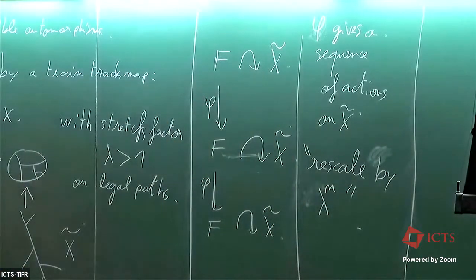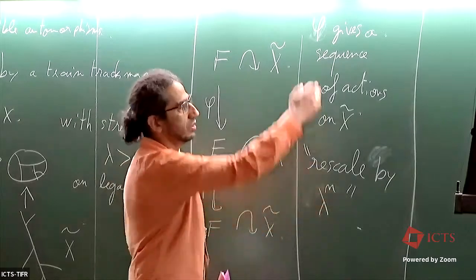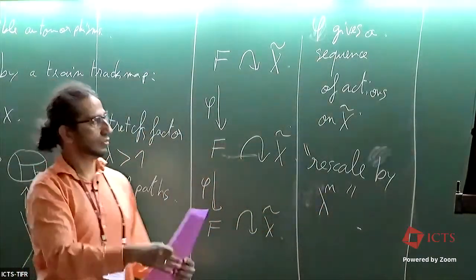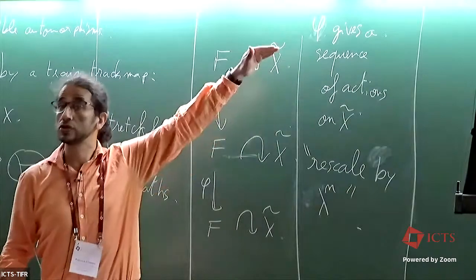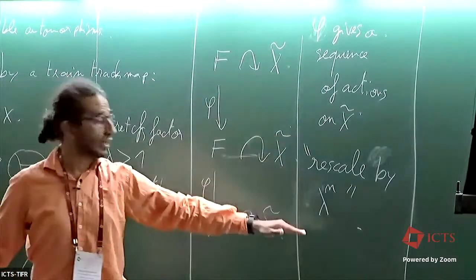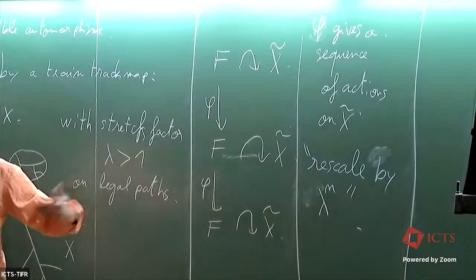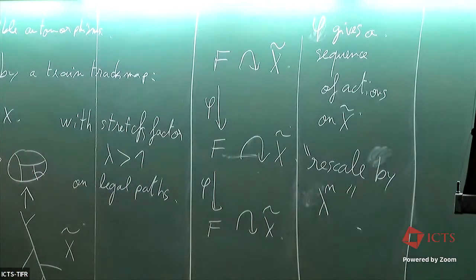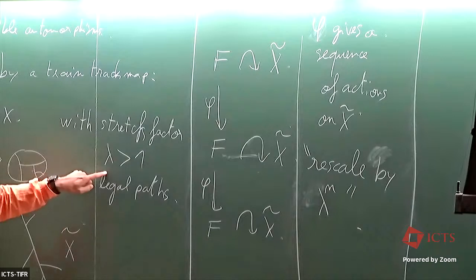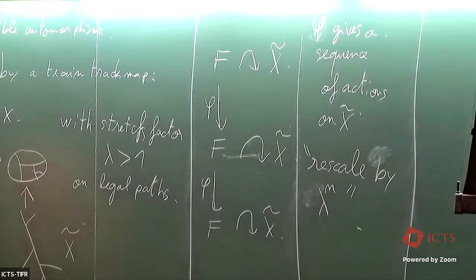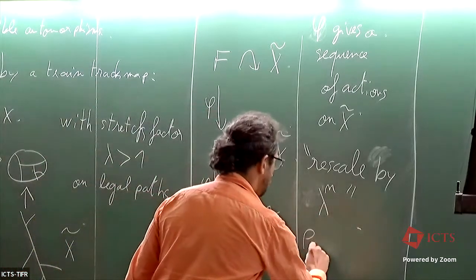Okay. So that everything that grows slower than lambda to the n, I mean, n is the index of my sequence. I have a sequence of actions indexed by n, and for each of them I rescale by lambda to the n. Everything that grows slower than lambda to the n will become elliptic in the limit action, or pass to a limit.